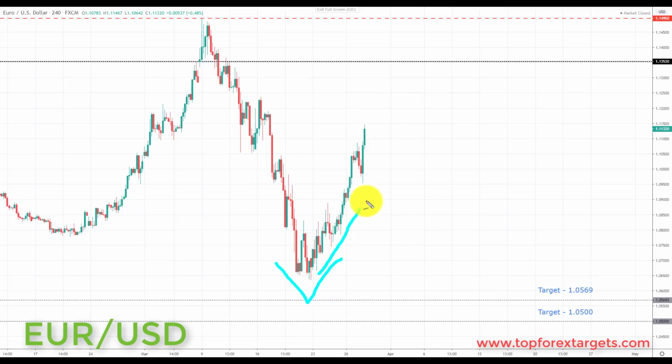So any pullback, any continued pullback in this market is going to be viewed as an opportunity to start to look for bearish setups. And if we get the right kind of bearish setups in this market, we're going to be looking at initiating shorts down towards the next key area of support to the downside and the target set at the 1.0569.